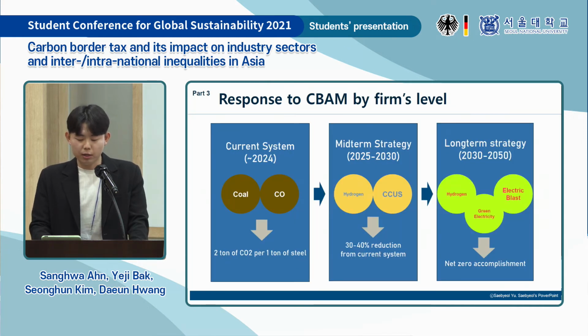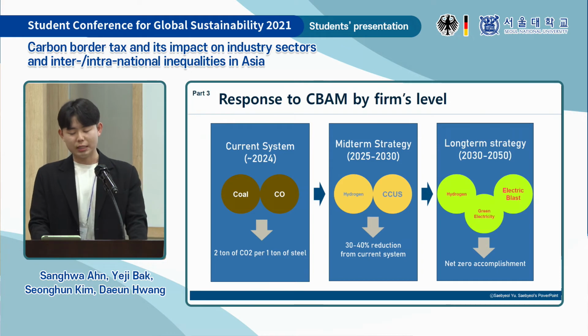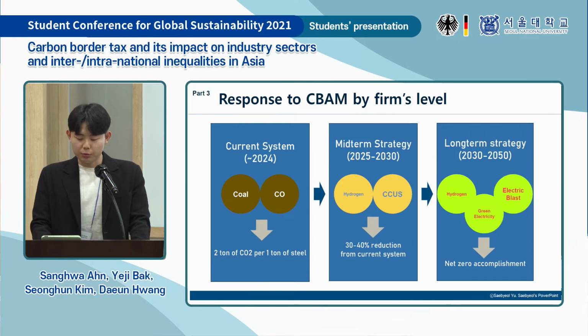This part explains the mainstream transition to low-carbon steel production at the firm level. Current steel production emits 2 tons of CO2 per 1 ton of steel. But by using hydrogen, carbon capture utilization and storage, or electric-based green electricity, we can achieve a 30 to 40% reduction of carbon emissions or even accomplish net zero.